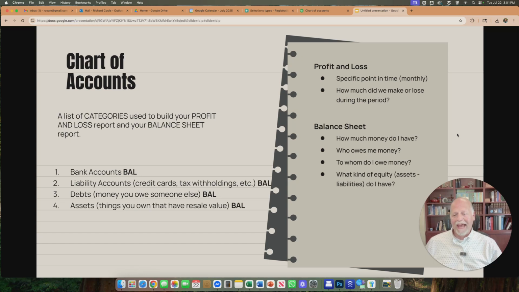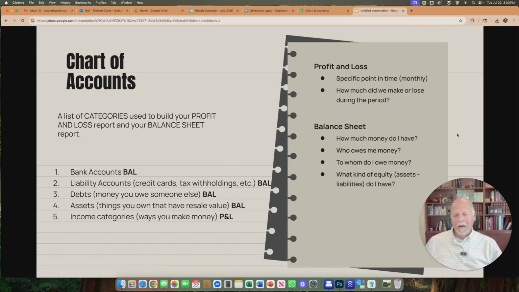We also have assets. Assets are things that you own that have resale value. They show up on the balance sheet. Generally, assets are only going to be listed on the balance sheet if they have a value of $2,500 or more, but that's a rule of thumb. Different companies have different rules for how they track assets.